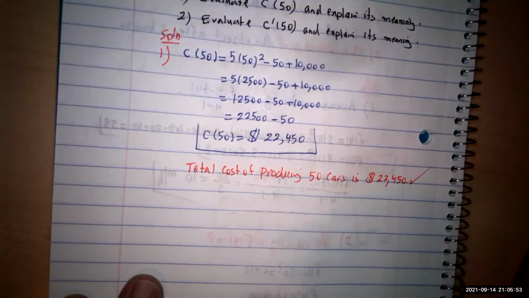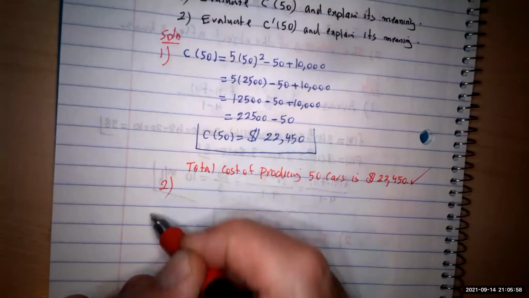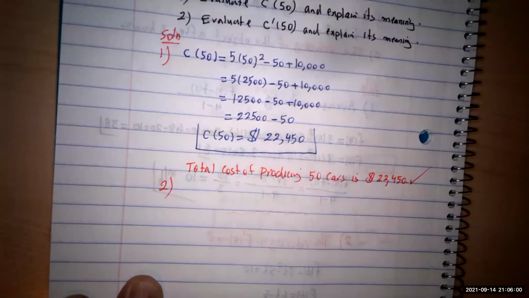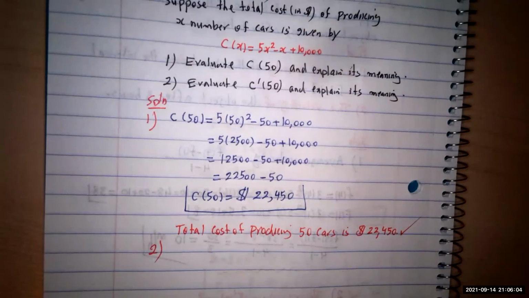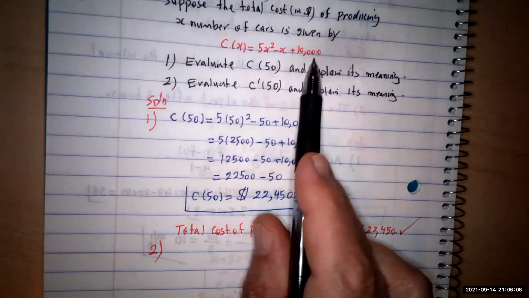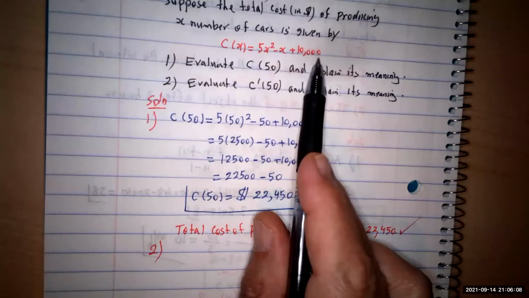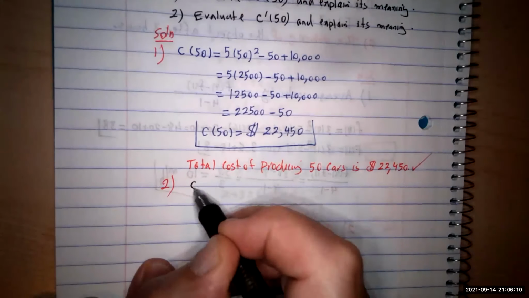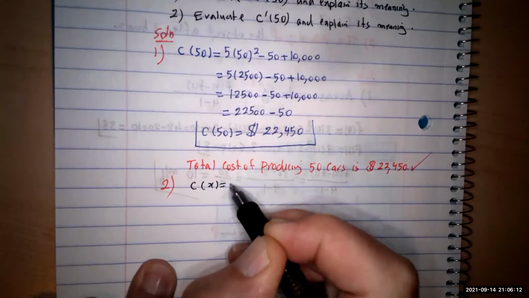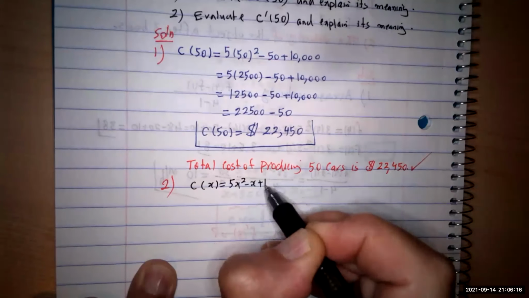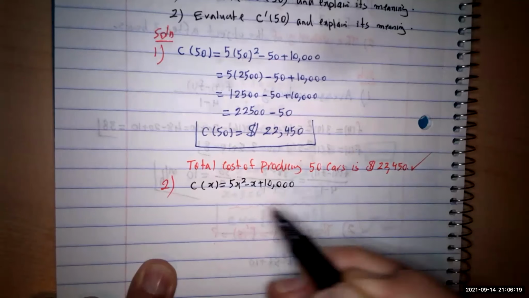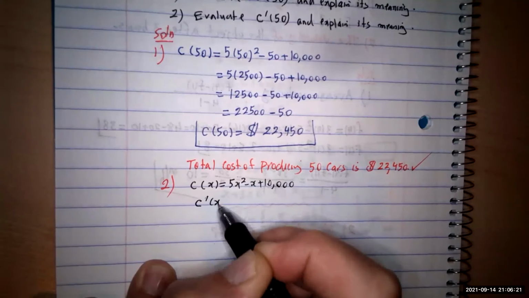Now C prime, the second part. In the second part, you know that you have to find C prime of X first. You are going to differentiate the function. C of X is equal to 5x squared minus X plus 10,000. Differentiate. What's C prime of X?